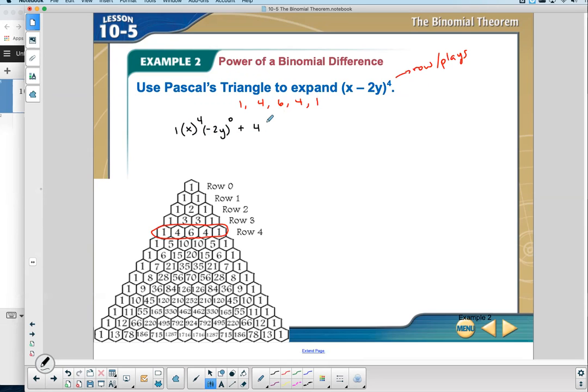You'd have 4 people who would win 3 times. Whoops, I put the parenthesis in the wrong spot. It's an x, and you do it 3 times. And you would have a loss, negative 2y, only once. So you win 3 and lose 1. The next 6 people would win twice and lose twice. Then you would have 4 people who would win only once and lose 3 times. And then you'd have the one person who never wins but only loses.